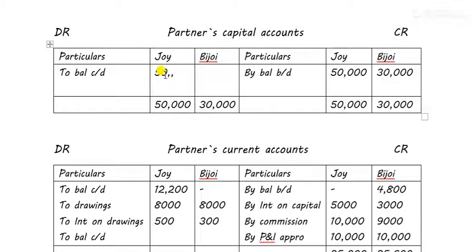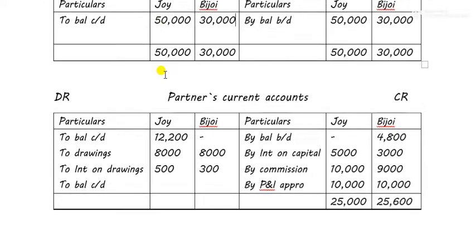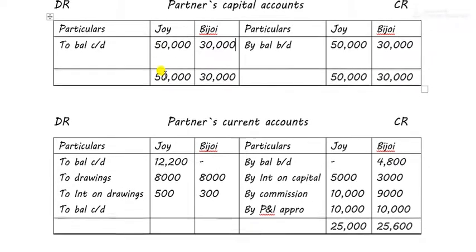50,000, 30,000. Okay. I hope there is no problem in understanding this one.